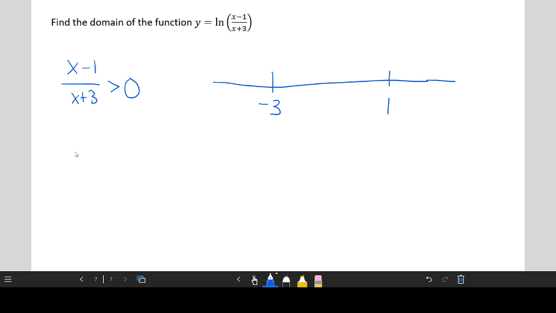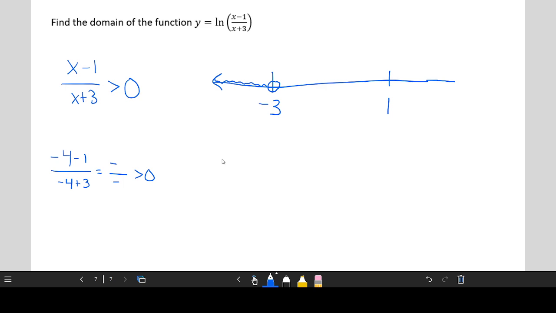So I'm going to test -4 for the first interval, and I get a negative over a negative, which is positive. So we have solutions in that interval. -3 itself is not valid because we can't have a denominator of 0 in that rational expression. So I'm going to put an open circle there to remind us that -3 is not included. But we tested a number to the left of that and got a true statement.